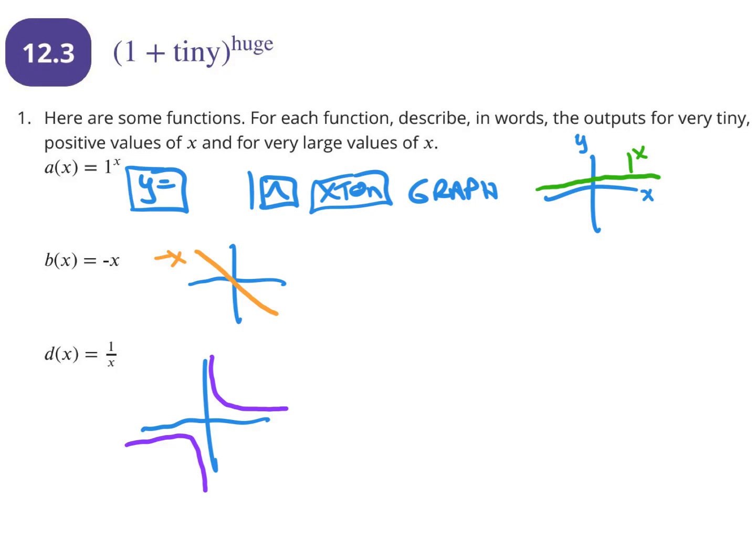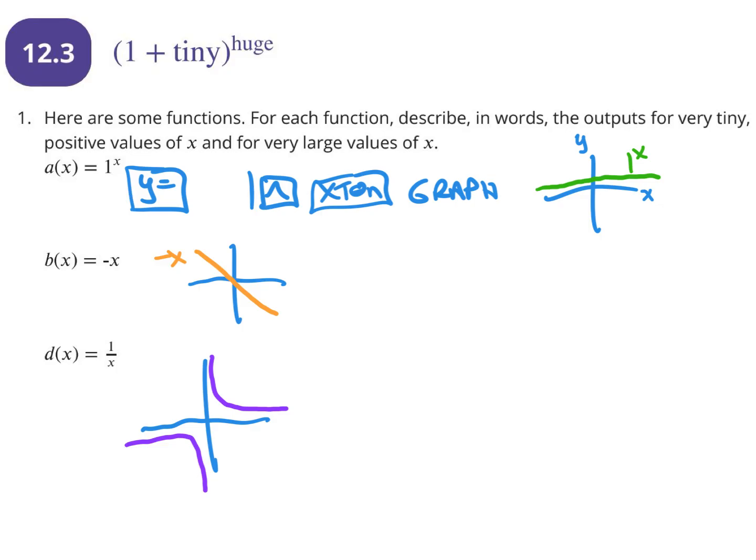So for A, when x grows very large, y stays 1. For B, when x grows very large, y goes to negative infinity. When x goes very small or to the left, y goes to positive infinity. Now that's coming back. Now, with D, you have to explain what's going on both sides of the graph.